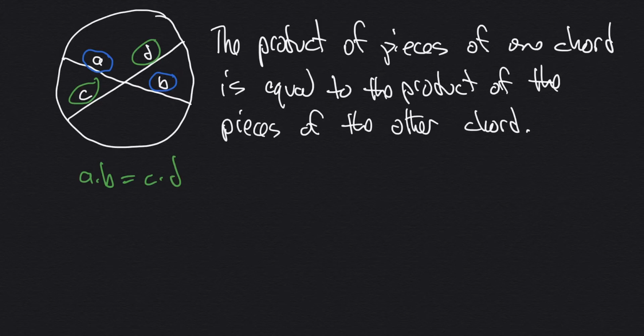Now, an abbreviation for this theorem is basically piece times piece equals piece times piece. So basically what I'm going to do is give you three of the lengths and you're going to be looking for the fourth. So let's try a quick example here.